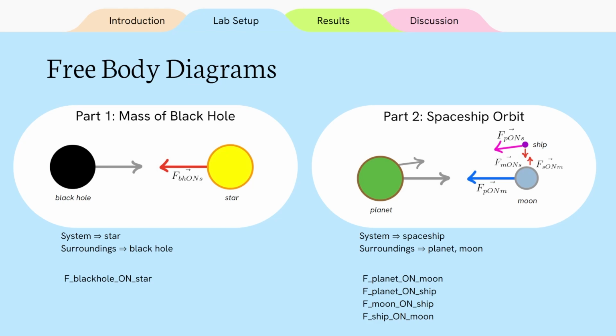Part 2 shows the gravitational forces between the planet, moon, and spaceship. The initial velocity for the spaceship will need to be greater than or equal to the escape velocity from the moon to find a stable orbit. The system is a spaceship, and the surroundings are the planet and the moon.